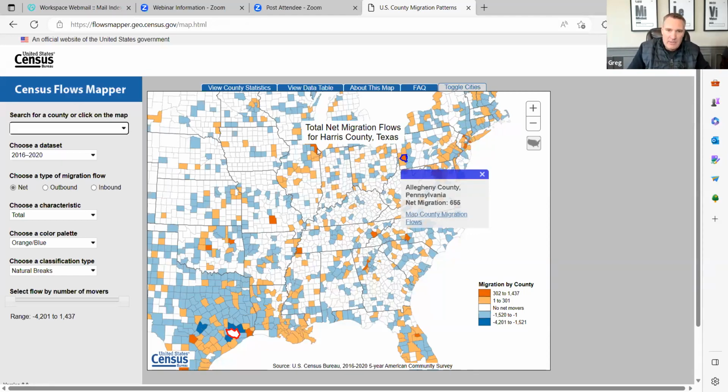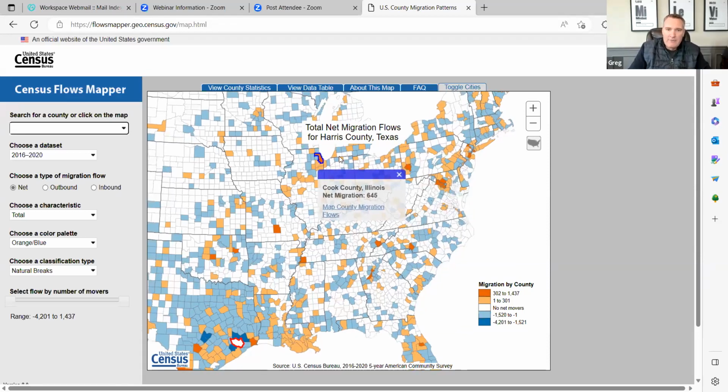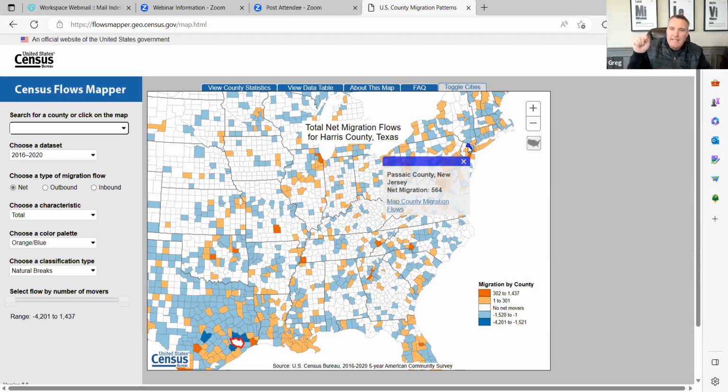You know, you go up here. What's this? This is probably Chicago. Yeah. Cook County, Illinois. 645 families left Illinois, probably for political reasons, and they wanted to have some guns legally and all that stuff. They moved down to Texas. So all of these different areas you look through, look at these little pocket areas that are dark over here. 564 in Passaic County, New Jersey. Look how small. I'll have to do a 1 mile radius, and there's 600 families there.